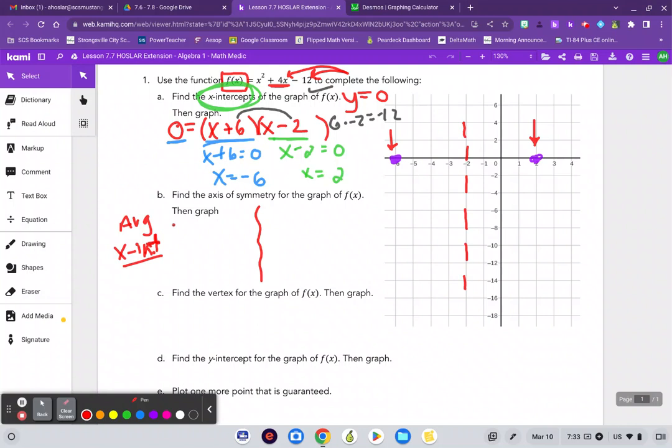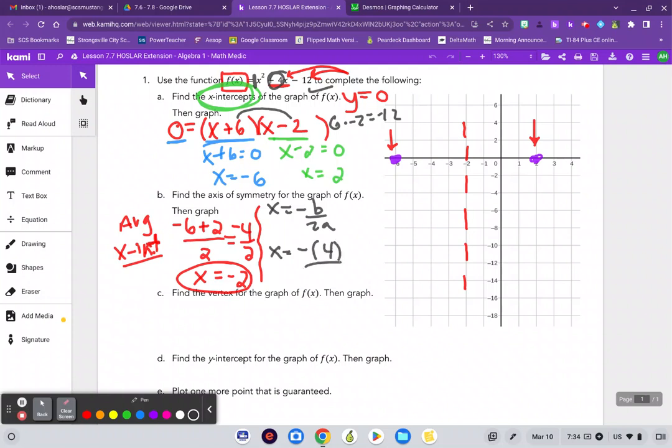And so you could average the x-intercepts. Averaging means I'm going to add the 2 numbers together. And since I'm adding 2 numbers, I'm going to divide by 2. And that gives me negative 4 divided by 2, which is negative 2. So yeah, eyeballing it or finding the average is helpful. The other way we could do this is saying that x equals negative b over 2a formula. And so negative, now coming back up here, my a value is the coefficient of x squared, so that's 1. My b value is the coefficient of x. So negative 4 over 2 times my a value, which is 1. And so I get negative 4 over 2, which is negative 2.